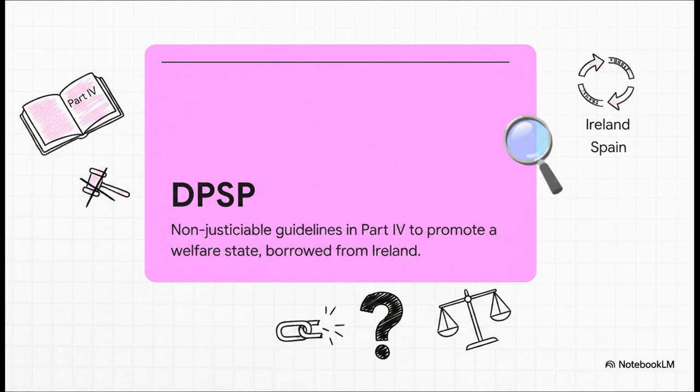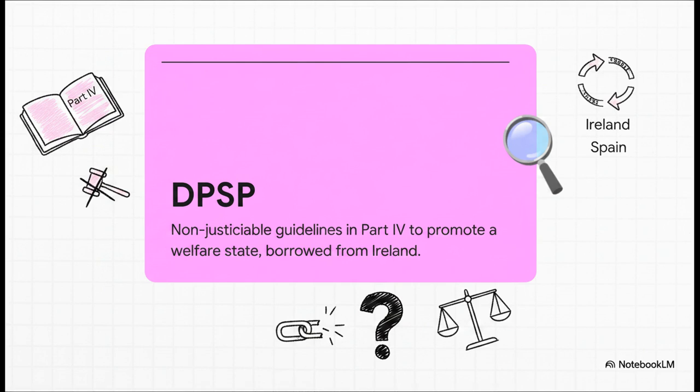So, what are they? The Directive Principles of State Policy are found in Part 4 of the Constitution, specifically Articles 36 through 51. Basically, these are fundamental guidelines. They're meant for the central and state governments to keep front of mind when framing laws.